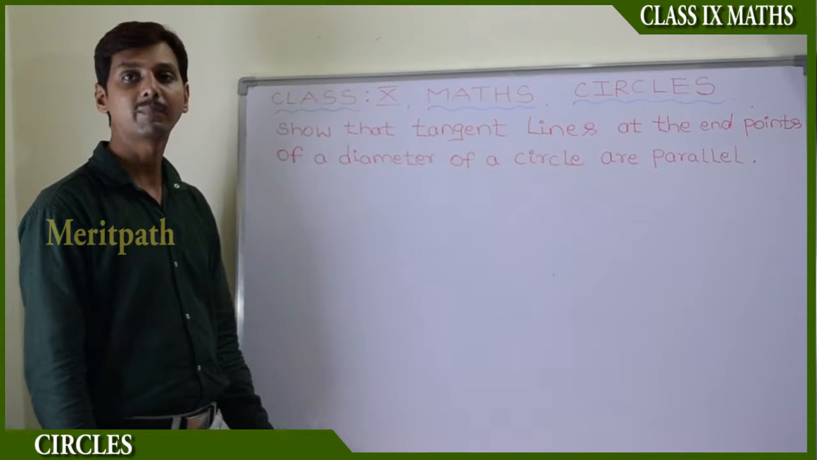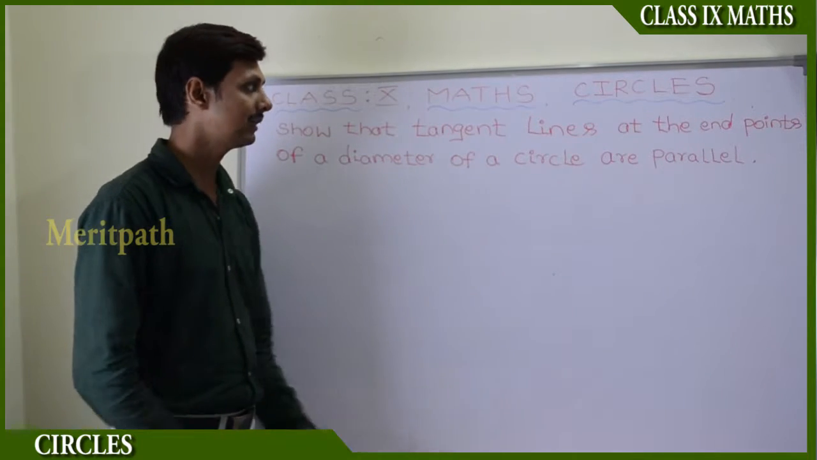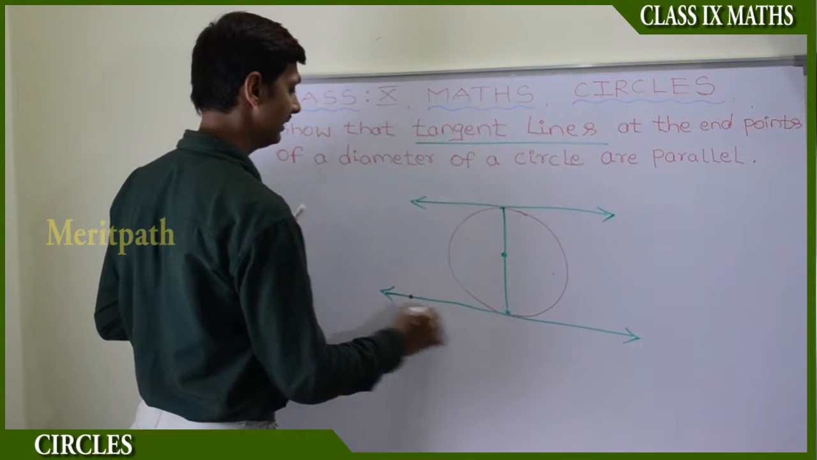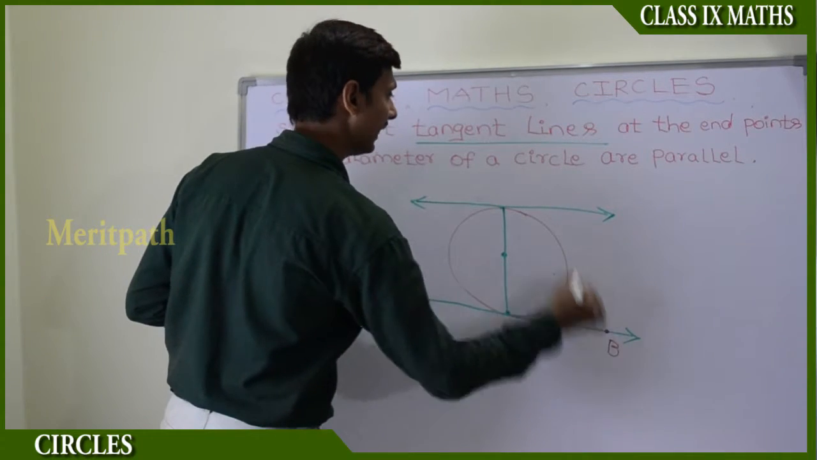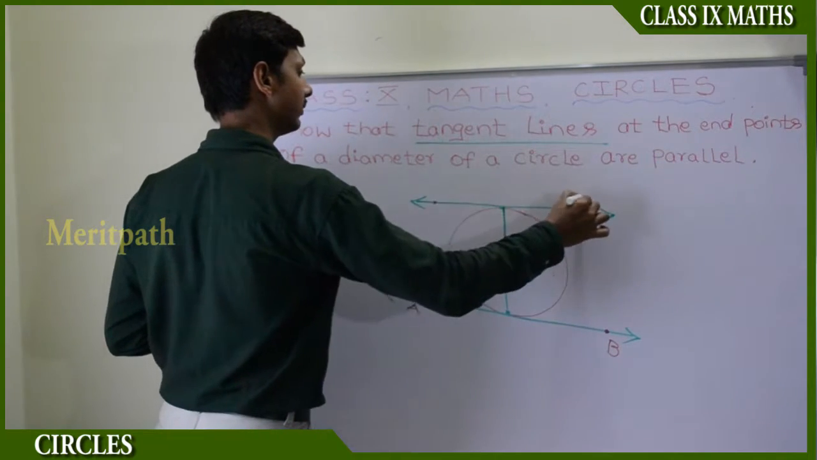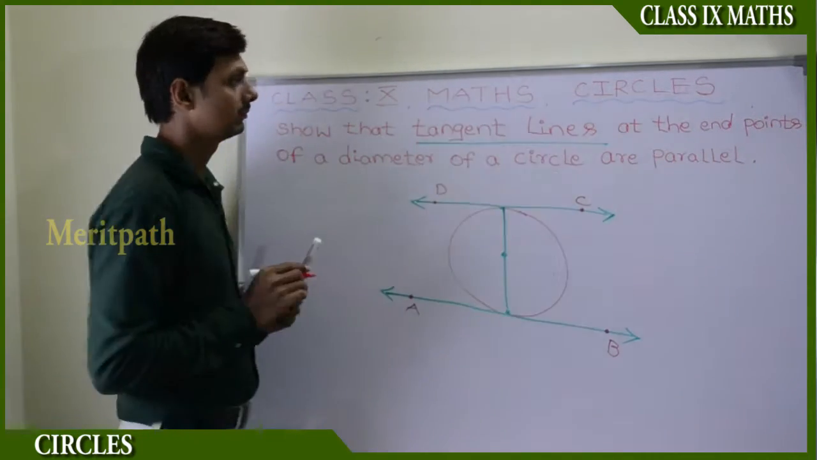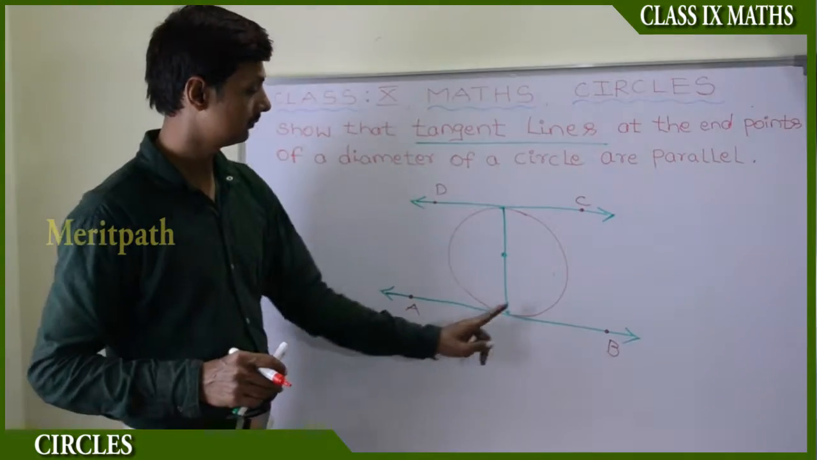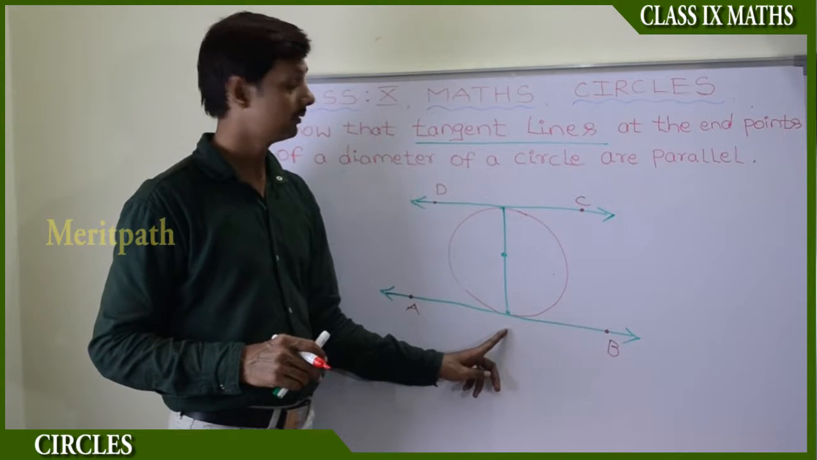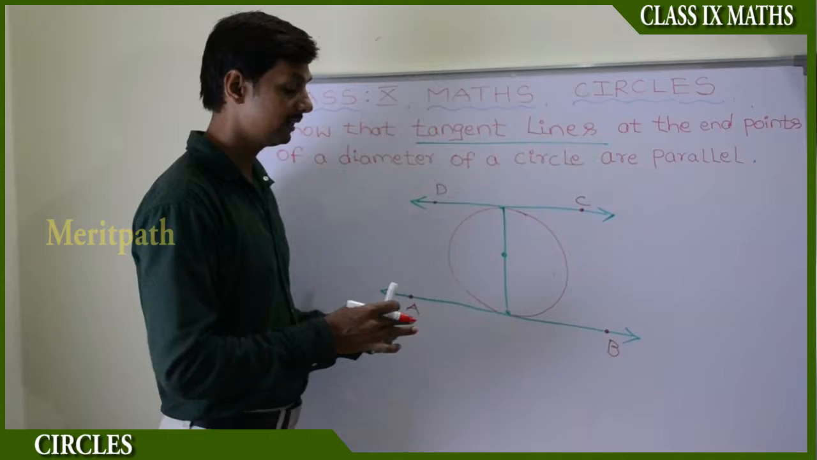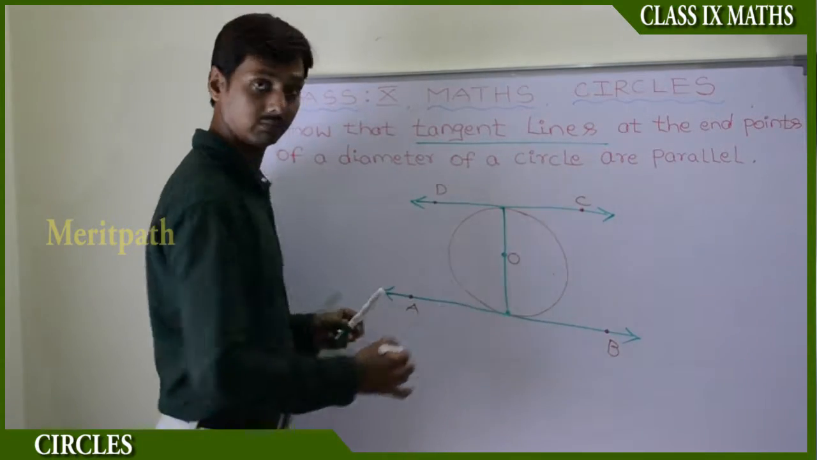The tangents at the end points of a diameter of a circle are parallel. We need to prove that AB and CD, the two tangents, the tangent lines at the end points of the diameter, are parallel. This is the diameter, passing through the center of the circle.